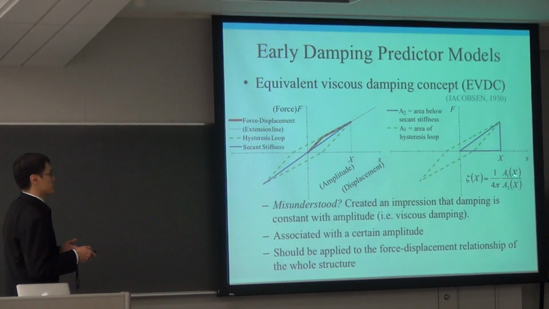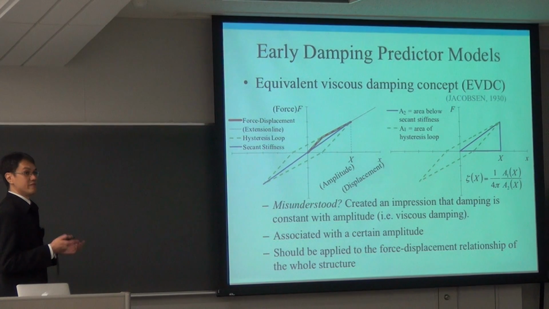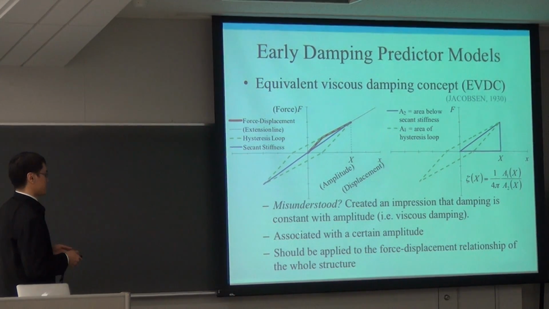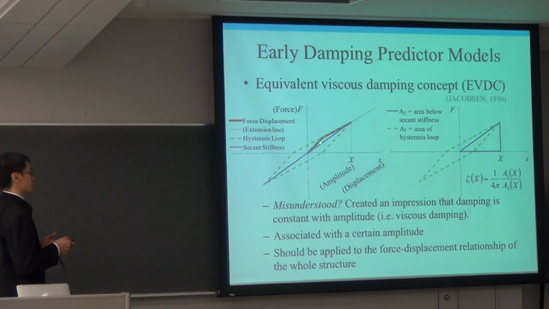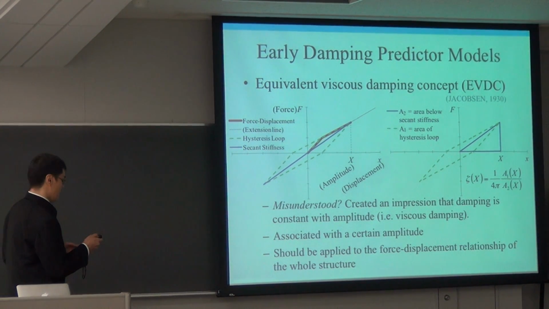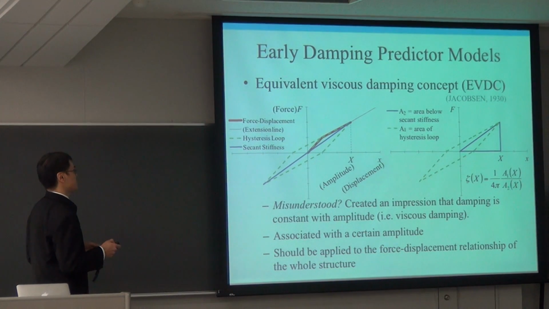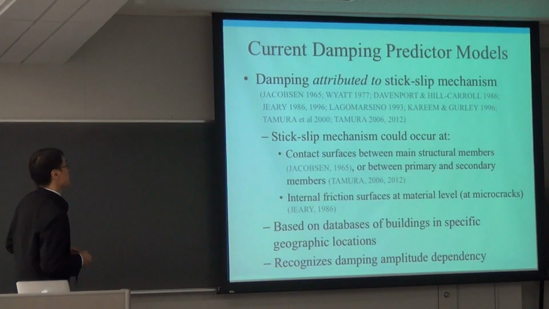So let's say it's shown here in this equation. If you vary the amplitude, the damping value that you get also changes. And also it should be applied to the force displacement relationship of the whole structure. So here I talked about force displacement relationship. Sometimes only parts of the structure are used, but the whole structure force displacement relationship should be used. So that's the basis of early damping predictor models.